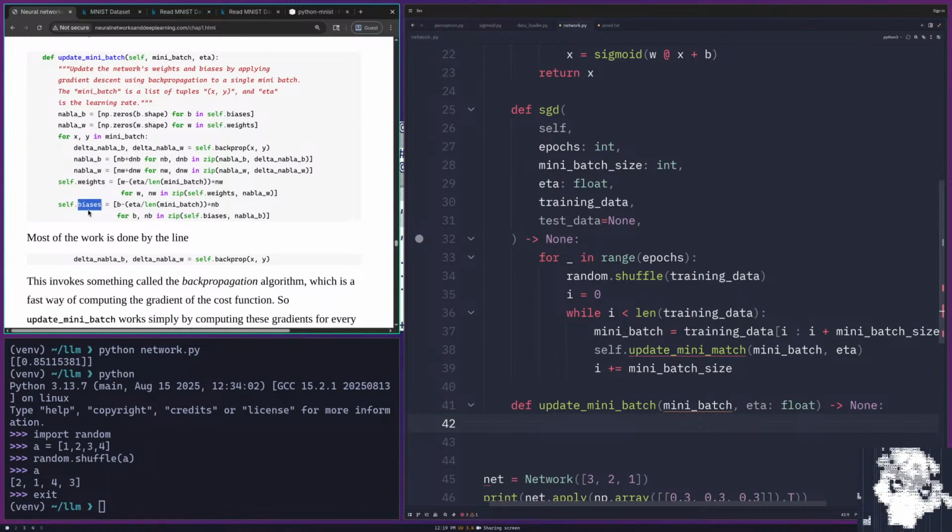Okay, so we're actually going to change our weights and biases by this formula that we saw before, eta over m times nw. What's nw? Oh, for w, nw in zip the weights and the gradient of the weights. nw is nabla w.